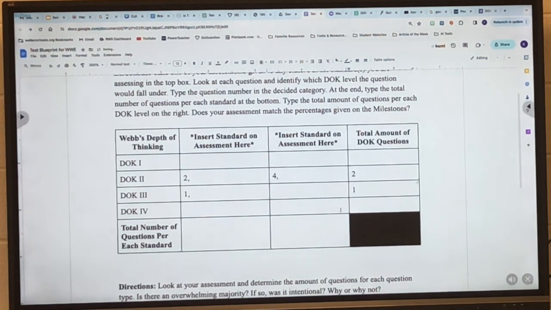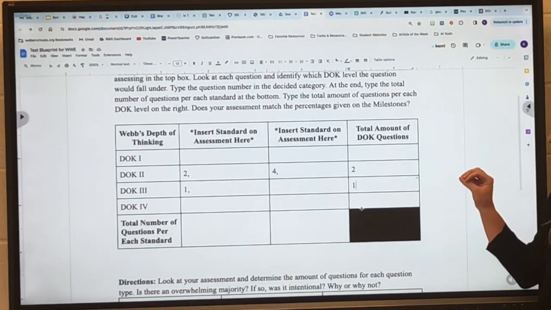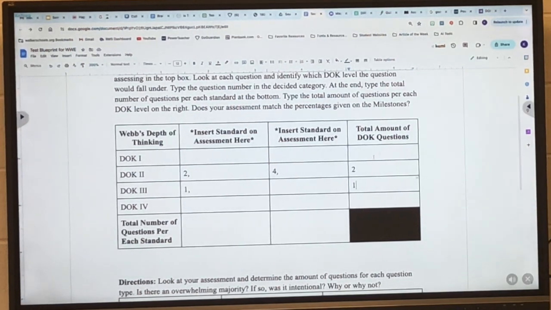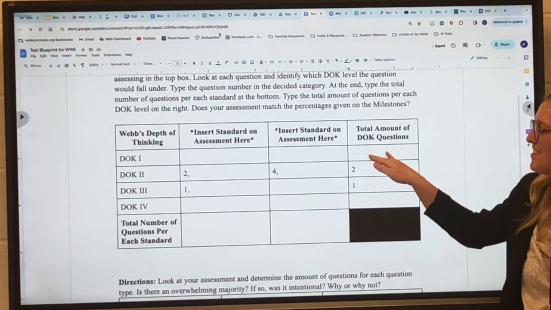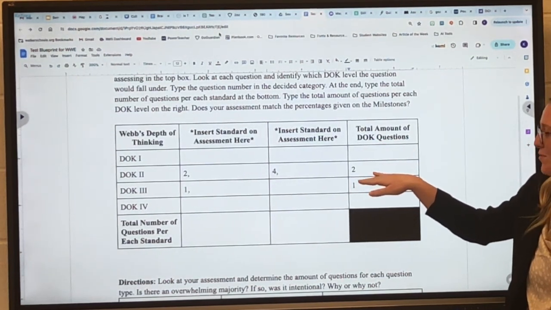And then at the end, this was just eye-opening to me because when I looked at mine, I can actually show you mine. I was embarrassed. A lot of it was DOK 1 or DOK 2. There was not a lot of depth there when I truly looked at it.